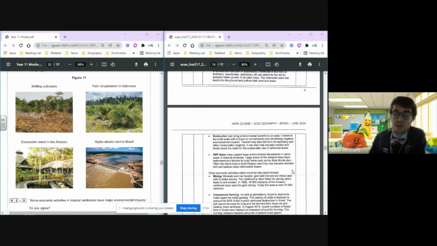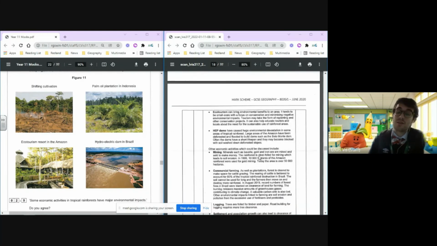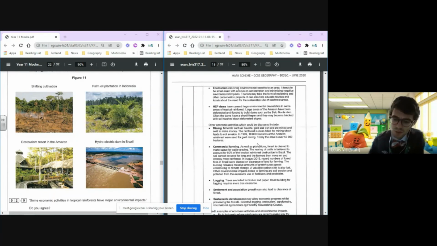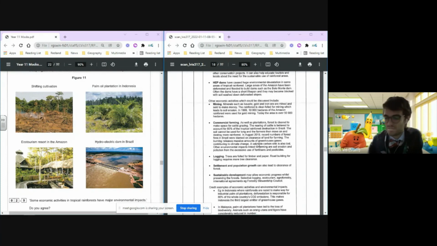Other facts that weren't there, which you could have talked about, because it's 9 marks, you have to go to town on it, are industries like mining, commercial farming, logging, building houses, or any of these really would have worked. But Malaysia and Brazil are the best examples, and there you need to tell me yes they do, no they don't. Okay, so remember to balance it. But ecotourism would 100% be on your answer of no, economic activities can also protect the environment.